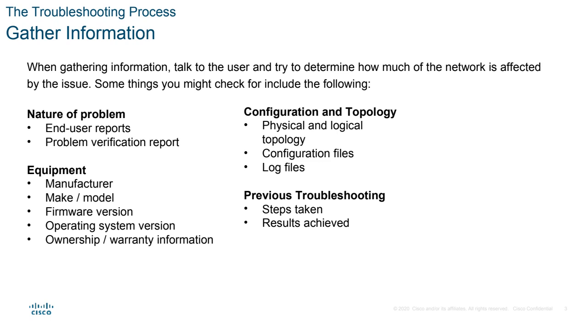You will check the end user reports. You will check the problem verification report. Then you will check the equipment, manufacturer. You will get details, right? What is this? Cisco router, Cisco switch, maybe HP, okay? Ownership, who owns it, what operating system, configuration and topology, previous troubleshooting: was there this problem before, and what was done.